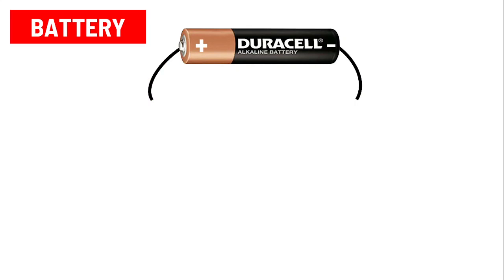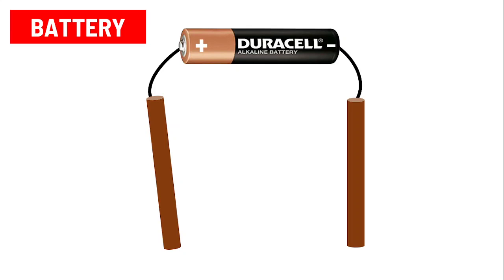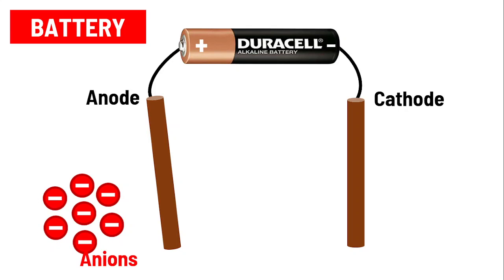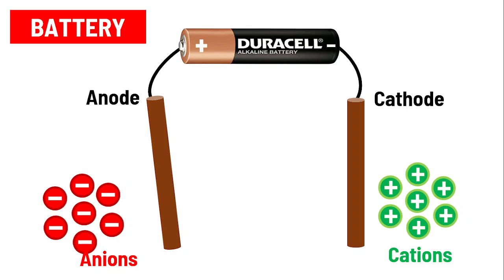When connected to wires and attached to two different electrodes, the electrode that is connected to the positive side becomes the positively charged anode, and the electrode connected to the negative terminal becomes the cathode. The negatively charged anions get attracted to the positive anode, and the positively charged cations get attracted to the negatively charged cathode.